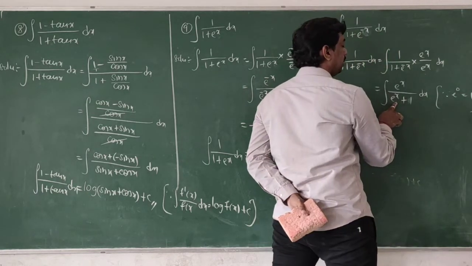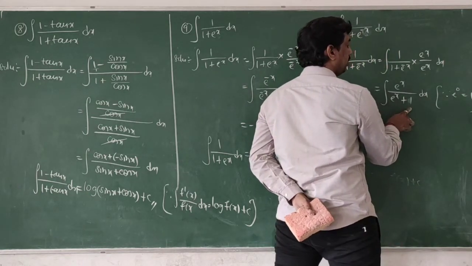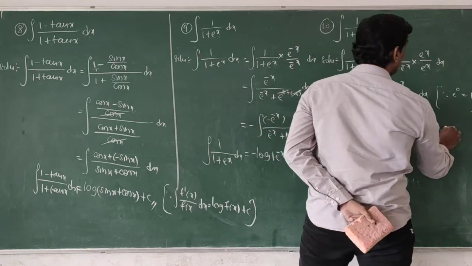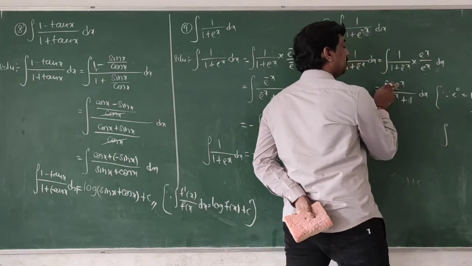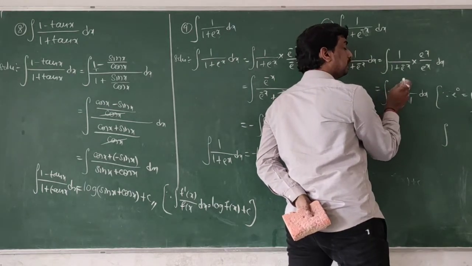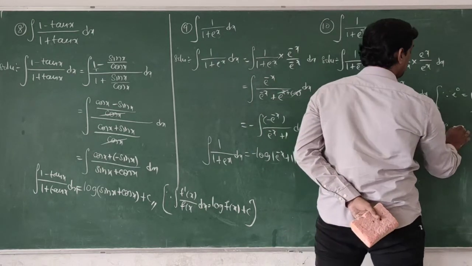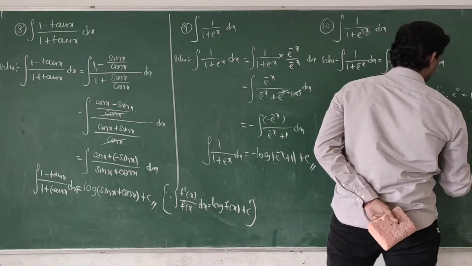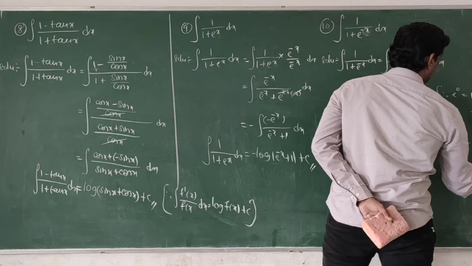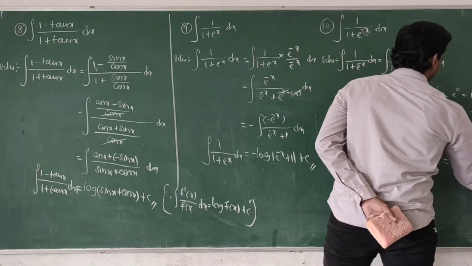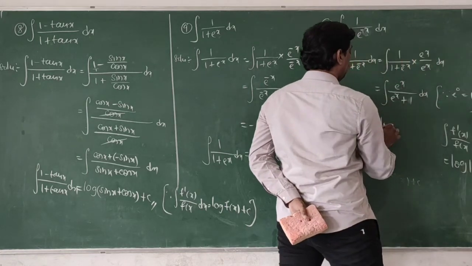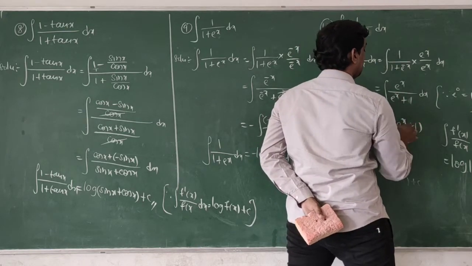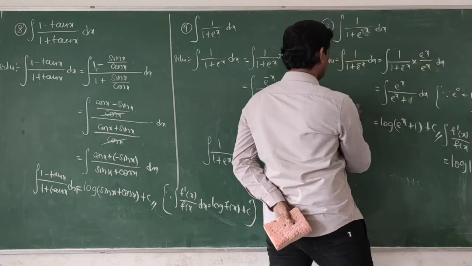Just observe this one. If we treat f of x as the denominator, e power x plus 1, this term's differentiation is e power x only. That's why the denominator's differentiation is in the numerator. That's why the solution is log of denominator. That means integration of f dash x by f of x dx equal to log of f of x plus c. So log of f of x is e power x plus 1, log of e power x plus 1 plus c. That's the end of the solution.